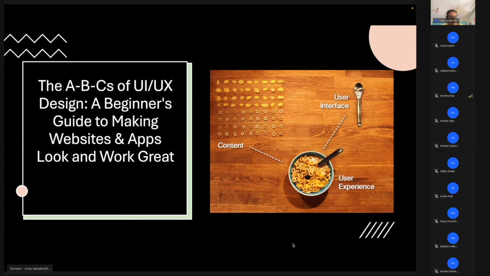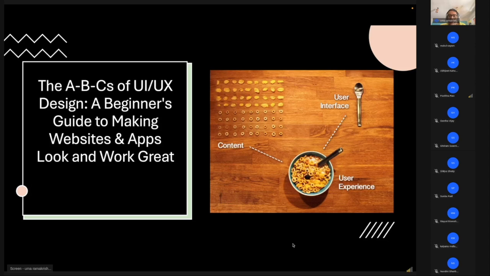That's exactly how digital products also work. There will be some content which the user will see and interact with to accomplish a certain task, and it is our responsibility as designers to make sure this user experience is very enjoyable. If you give the user food in a dirty plate, they are not going to enjoy it. If the food is not tasty, the content is not good, the user is not going to enjoy it. So it is our job to make sure that the experience is very enjoyable.